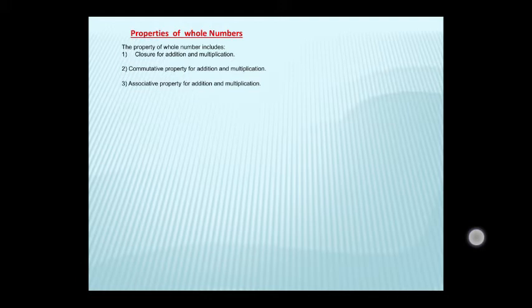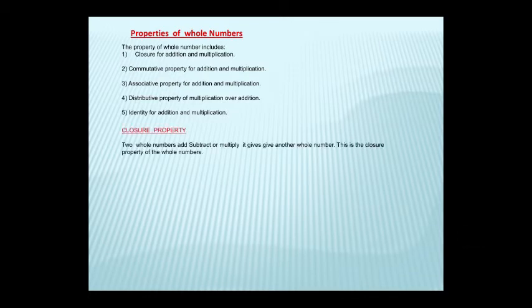Let us move on to properties of whole numbers. See, there are five properties of whole numbers. The properties of whole numbers include closure property for addition and subtraction, commutative property for addition and multiplication, associative property for addition and multiplication, distributive property of multiplication over addition, and identity for addition and multiplication. These are the five properties of whole numbers. This is very important. Let us see them one by one.